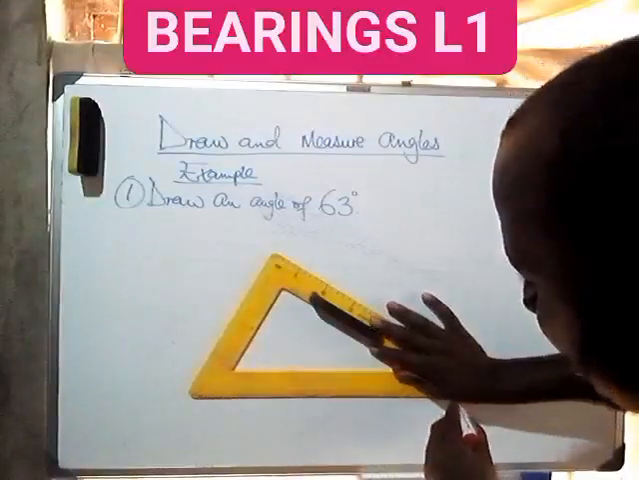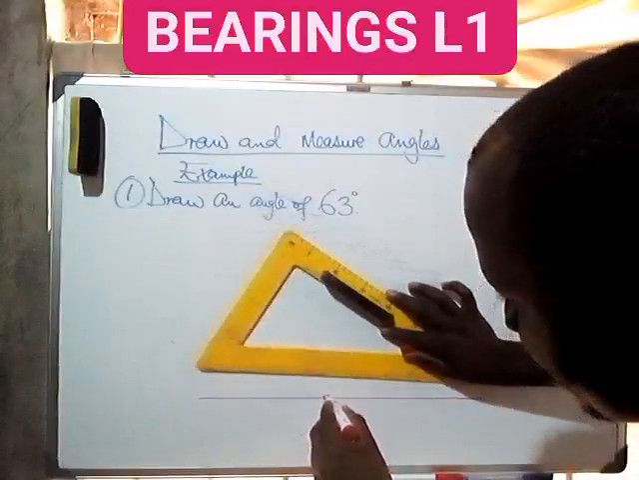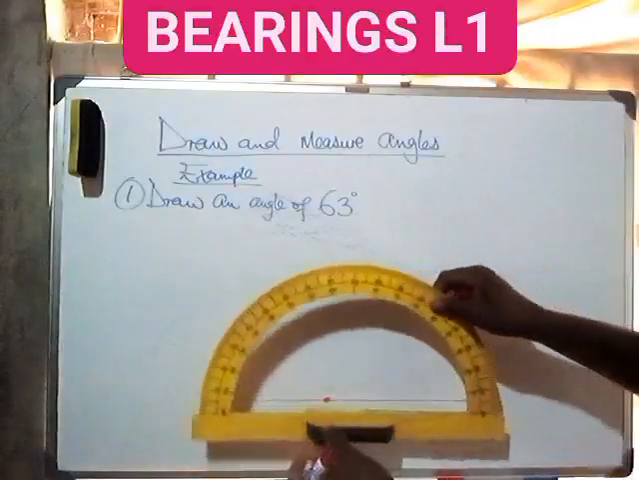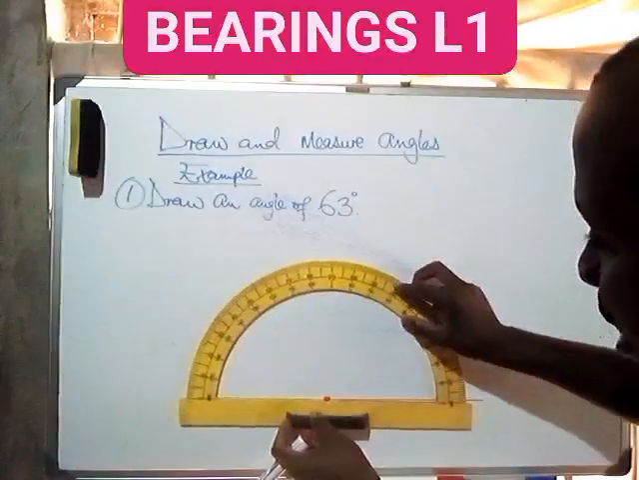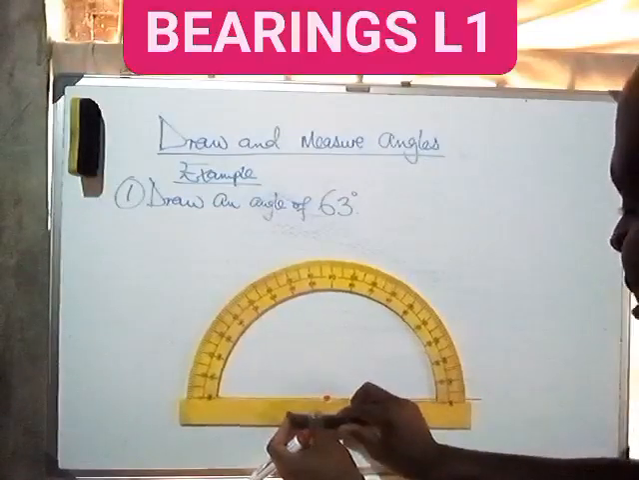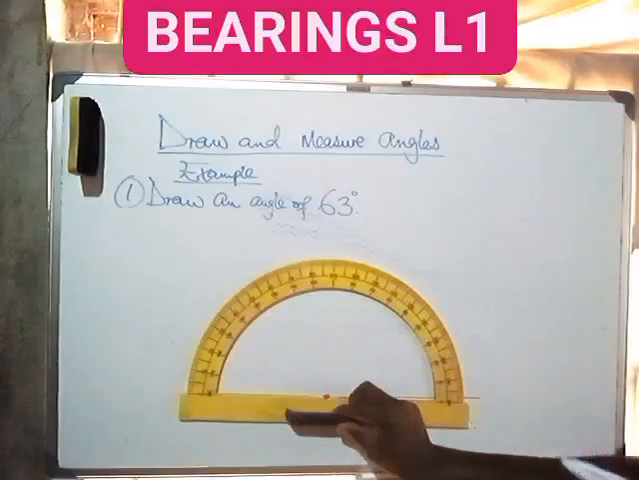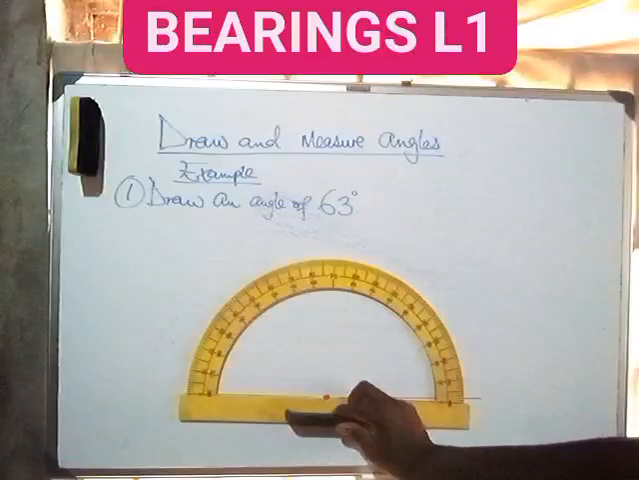So this is my straight line. Then I will name this point here as my center. So this is my center there. Then I am going to bring my protractor. I'll put my center there. At my center, that's where I'll put my protractor. So now we move by finding the angle 63. This means that I'll start from this side here. Okay, I want to find my angle 63.